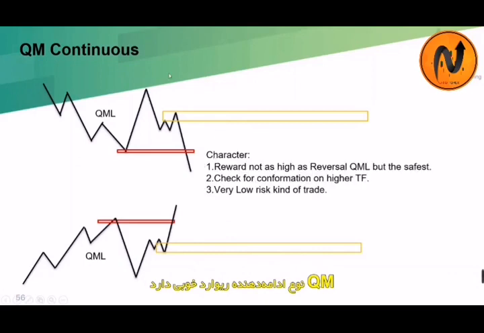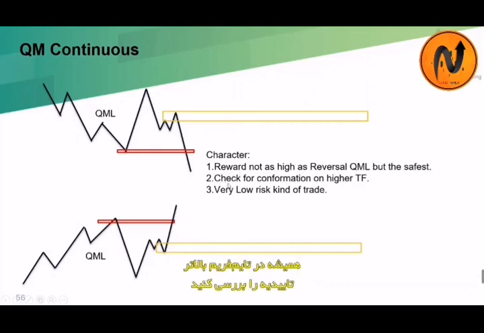So the character for this continuous QM is that it has a reward, but not as high as a reversal. But it's the safest because the overall trend is going down, and then you have confirmation of engulfing, so it is the safest. It means that your risk will reduce.